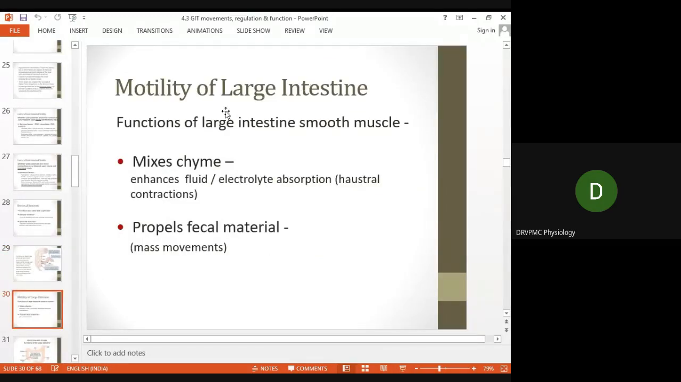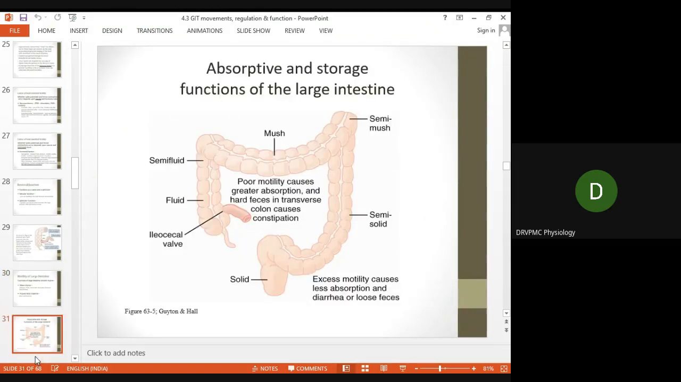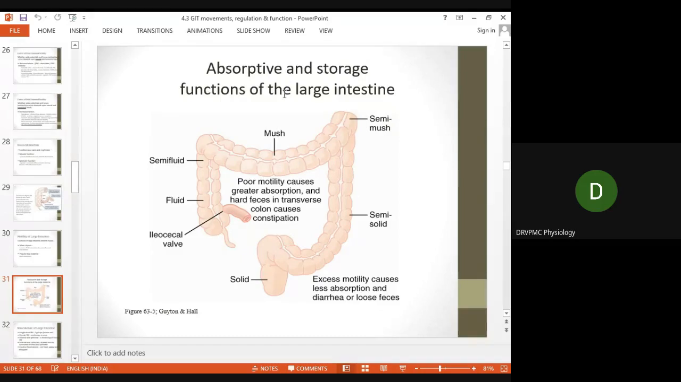Motility of the large intestine. Functions of large intestinal smooth muscle: one is to mix the chyme, and two is to propel the fecal material. Mixing of the chyme enhances the fluid and electrolyte absorption through the haustral contractions, and propulsion of the fecal material is achieved by the mass movement. We will discuss it in detail. Absorptive and storage functions of the large intestine.